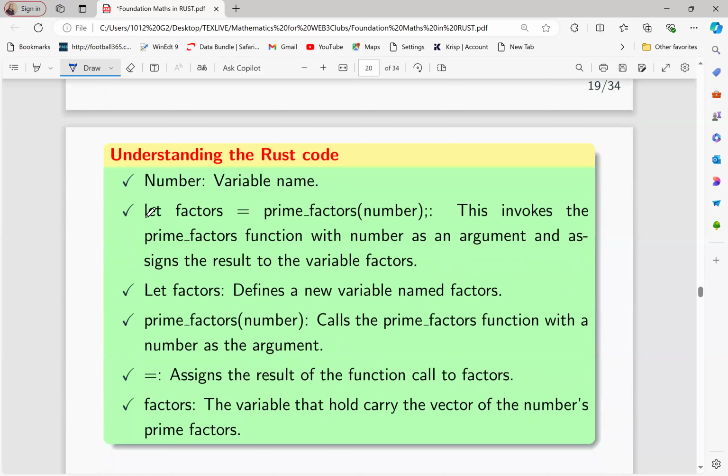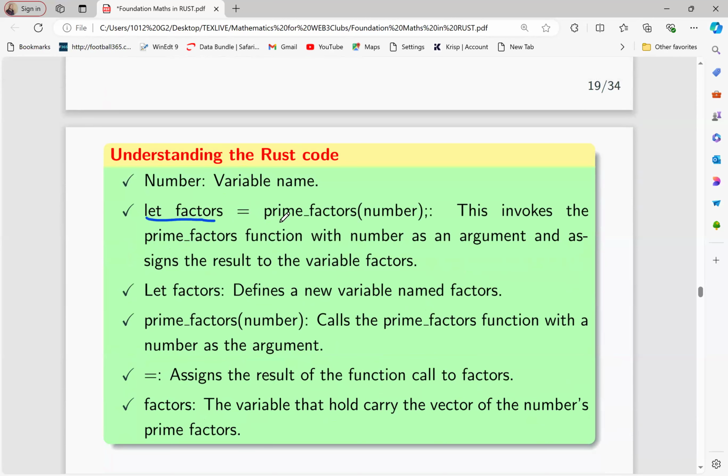Now we have this part that says let factors be prime_factors in brackets number. So this one is just calling on the function that will be giving us the results. The function is called prime_factors, and it will be giving us the factors of the number. Again, we can see the use of the word let just to define the new variable. The variable earlier was number. Now the other variable is factors.